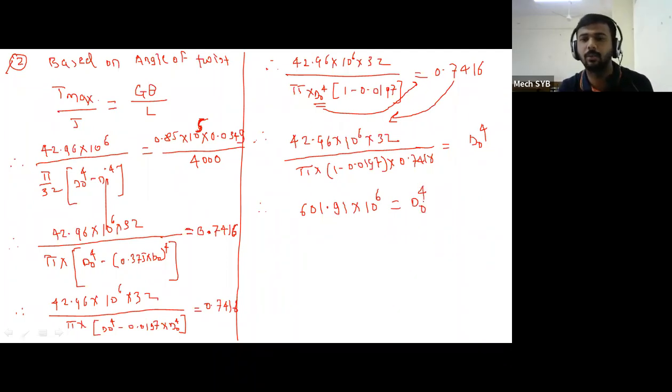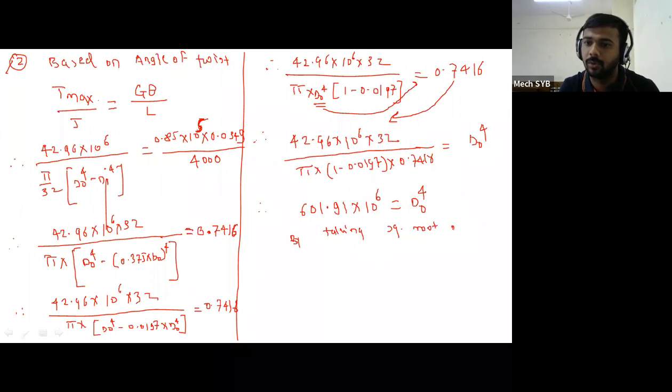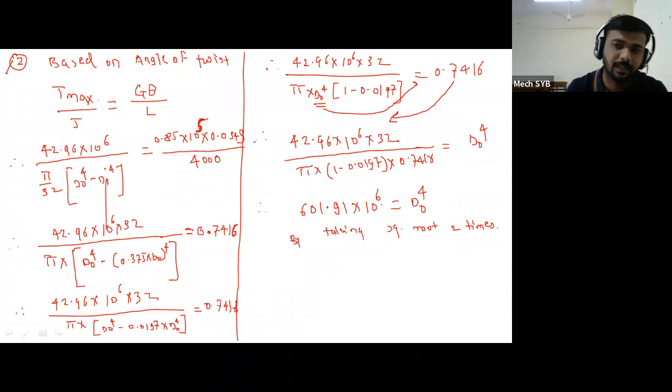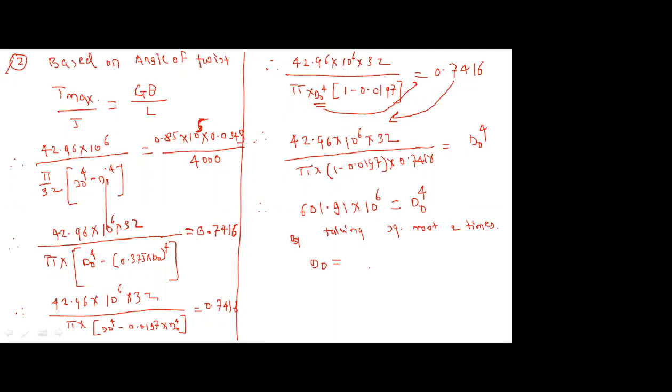So please check your calculation also by following the same procedure whatever I have told, by taking the square root 2 times, because the D raised to 4 term is there. Or if you raise the answer to 1 by 4, that is also a correct step, but if you take the square root 2 times you will get the D value. What is the answer? 156.63.